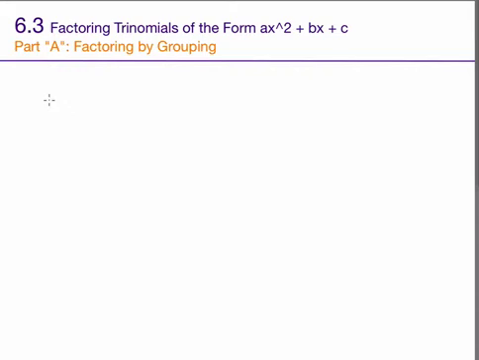Example 2 in your text asks you to factor 4x squared minus x minus 3. I'll start out by reminding you that there's an invisible 1 in front of the x. So I'm looking for a way to build 1x. In fact, negative 1x. And there are a lot of different ways I could do this.